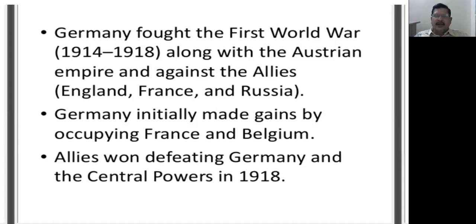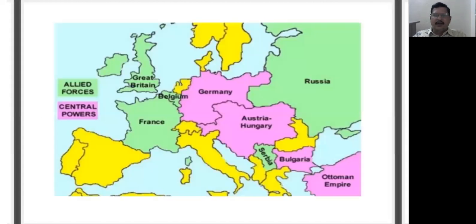What happened here? The Central Powers were Germany and its partners, and the Allies means England, France, and Russia. They fought, and initially Germany made gains by occupying France and Belgium. Then later it lost, and the Allies won the war, defeating Germany. And see, the Central Powers: Ottoman Empire, Bulgaria, Austria, Germany, and the Allied forces were France, Belgium, England, Russia, Serbia, right? These were the Allied forces, and later America also joined.